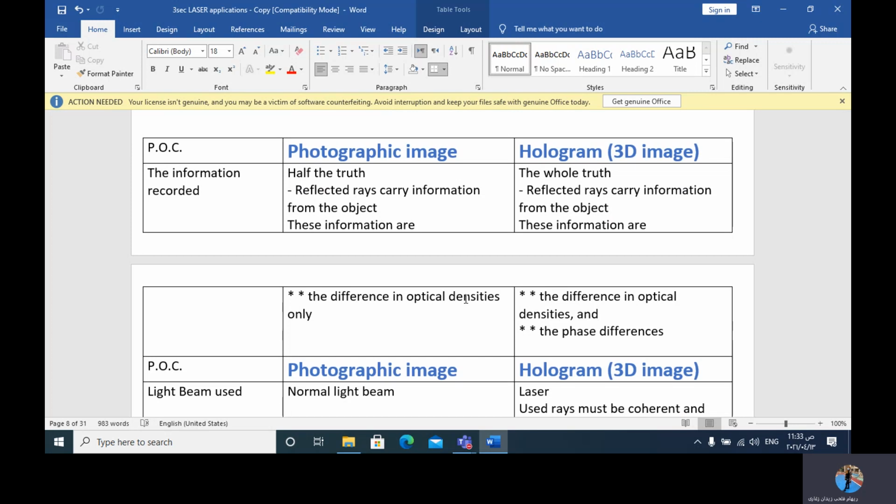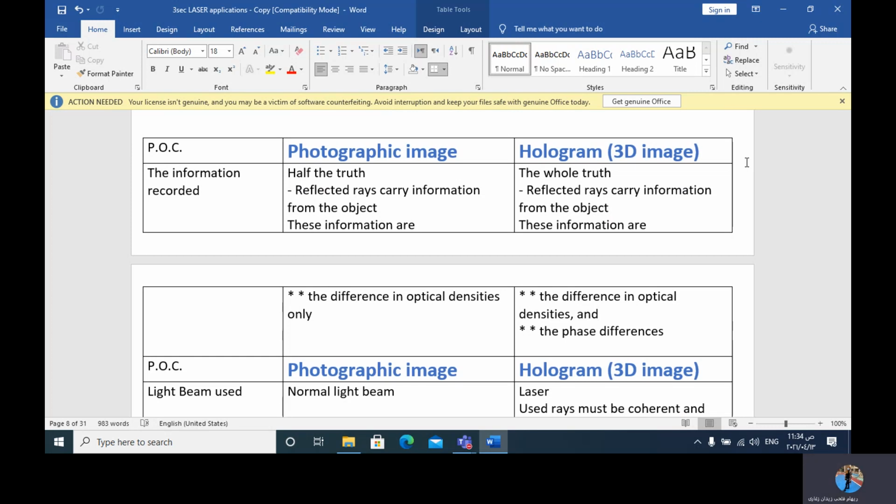But if we compare this with the hologram in 3 dimensions, we have the reflected rays coming, and they interfere with the reference beam. So in a hologram, we have a 3-dimension image. The whole truth is recorded by a hologram. What we mean by the whole truth is the reflected rays, they carry information from the objects, and this information is complete information, the whole truth.